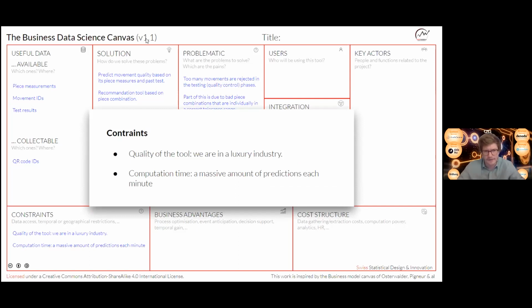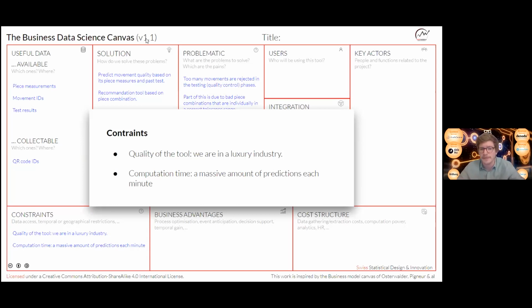Here we have the constraints, and the constraint is the place where you can put everything you have in mind, everything that could bother you at some time in the project. Here I wrote two specific constraints. The first one is the quality of the tool. We are in the luxury industry, so we have really high standards in terms of quality, and we have to keep in mind that the model should be really good. If you tell the watchmaker that the movement is okay, it should be really okay. And then you have the computation time.